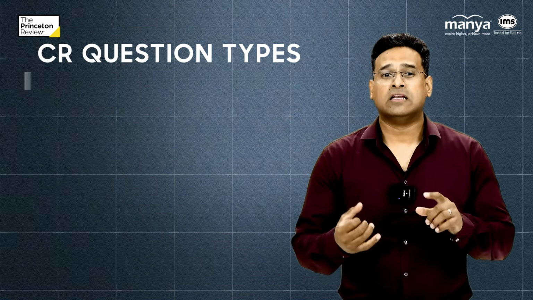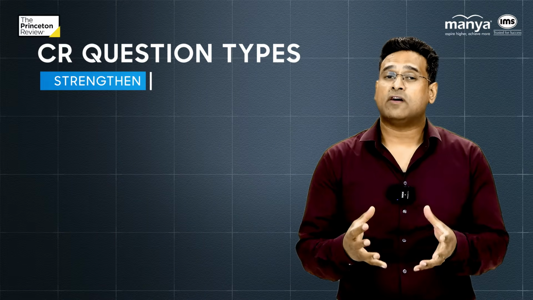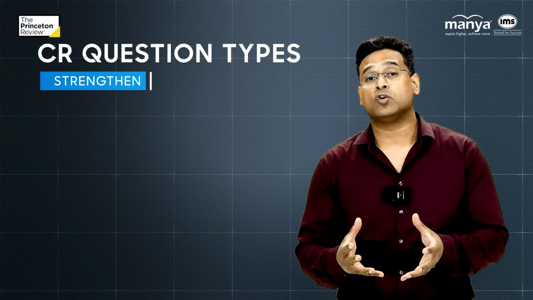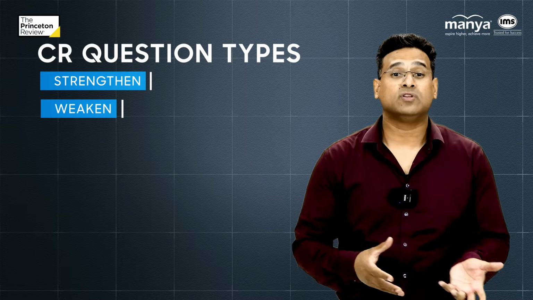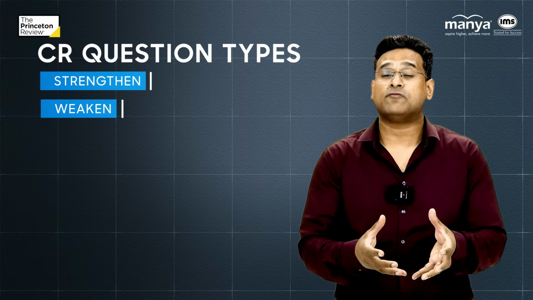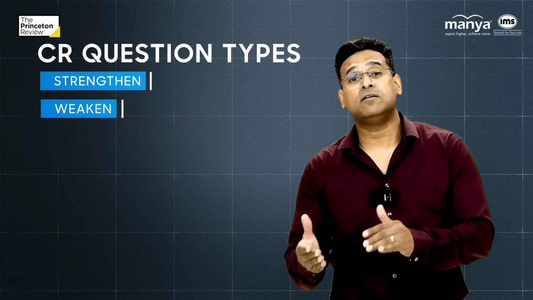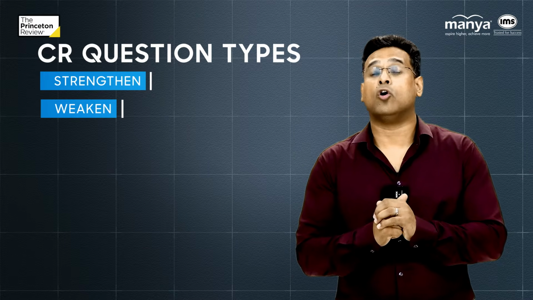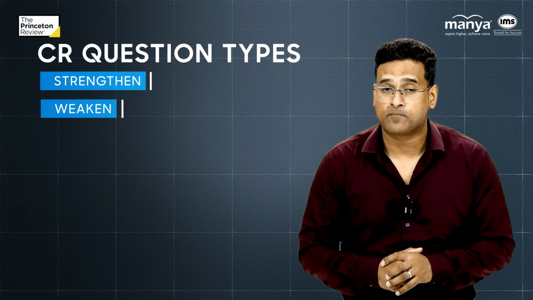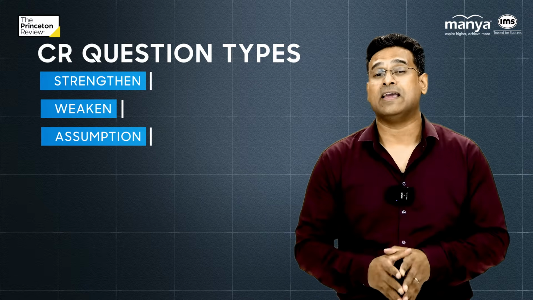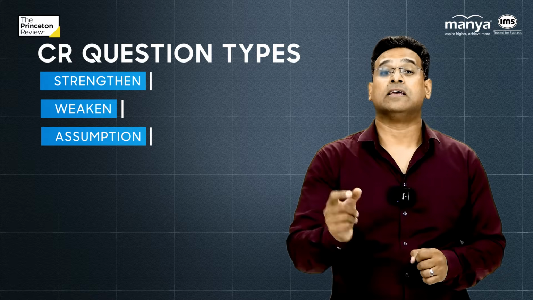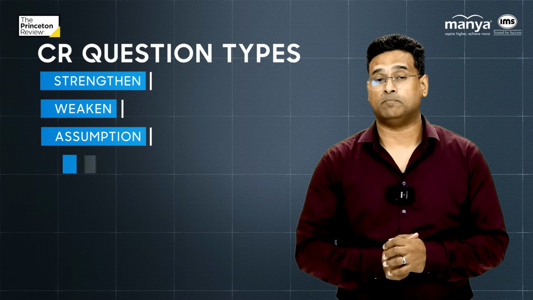So, what are the specific CR question types? Strengthen questions ask you to identify information that would make the argument more logically sound. Weaken questions do the exact opposite. They require you to find the option that most undermines or casts doubt on the argument's conclusion. Assumption questions test whether you can identify an unstated premise that the argument depends on.